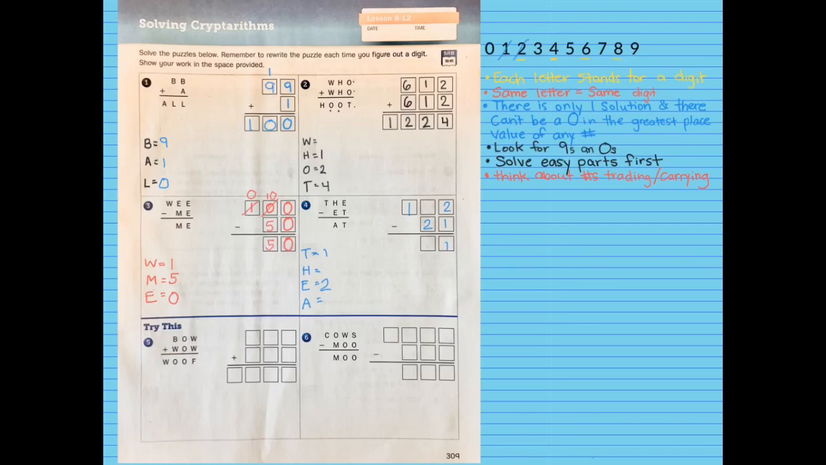Honestly, that's the best solution for this. That's why I really recommend writing down 0 through 9. That way you can really see what numbers you have to work with and just start plugging them in. Because really that's what this is all about, is plugging stuff in, see if it works. If it doesn't, go back and erase.